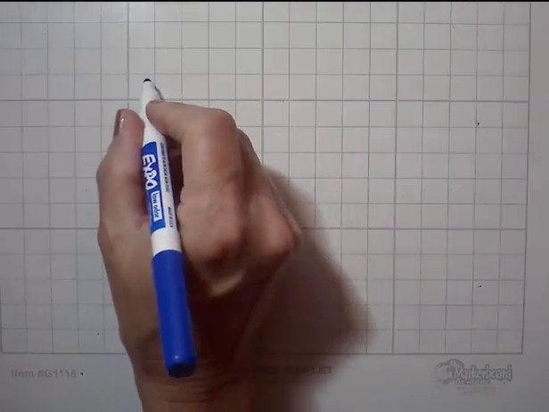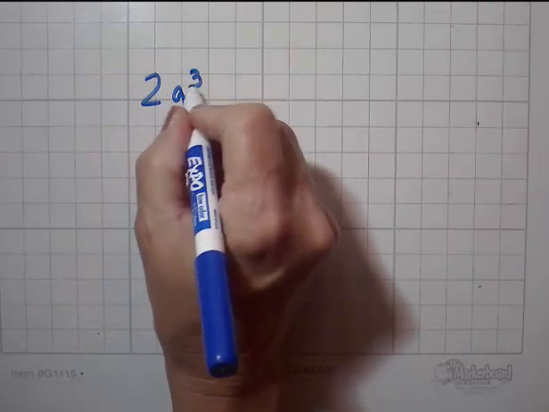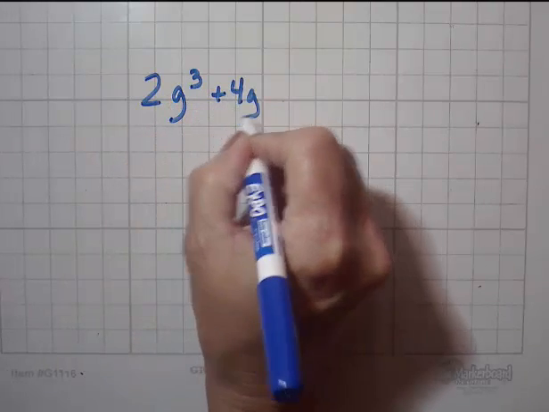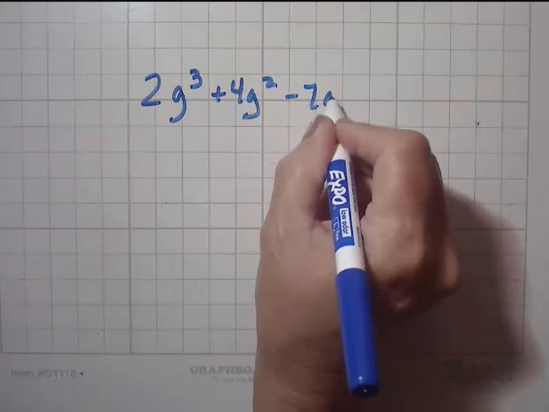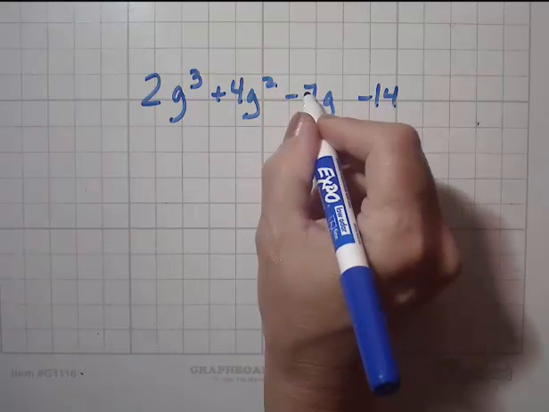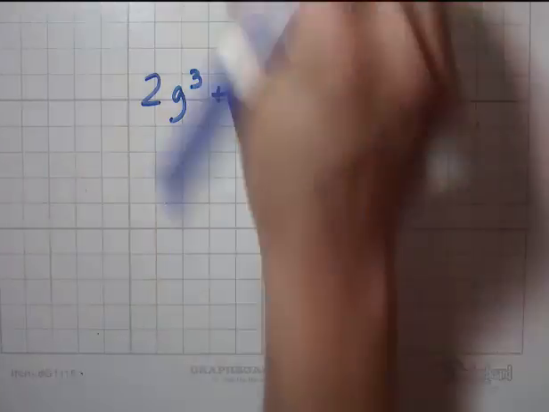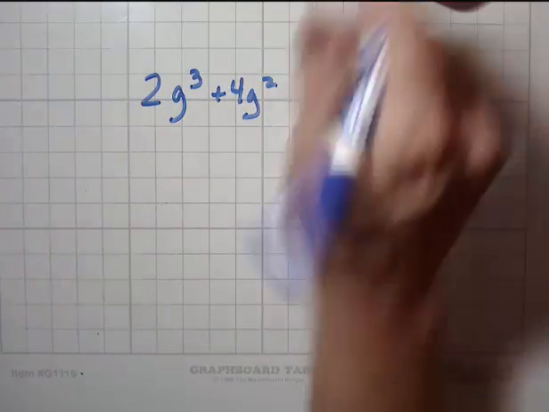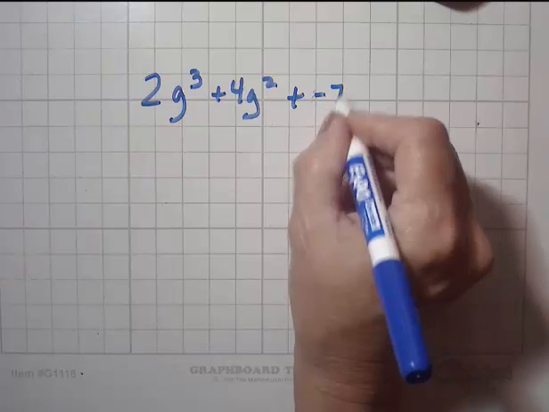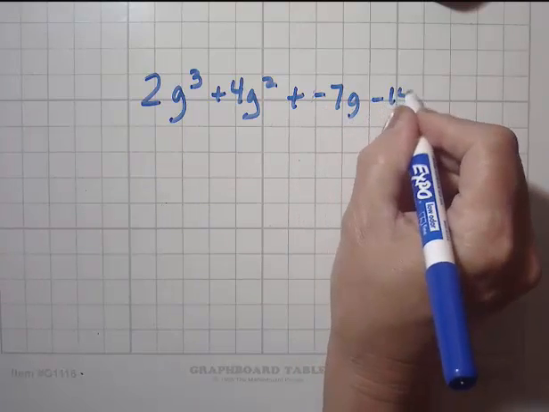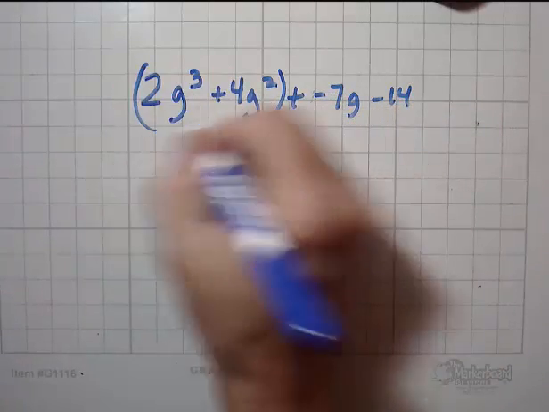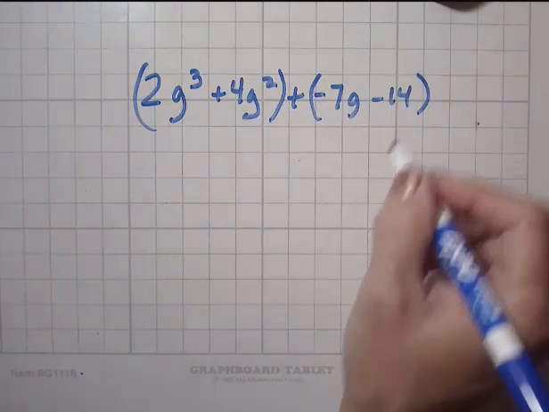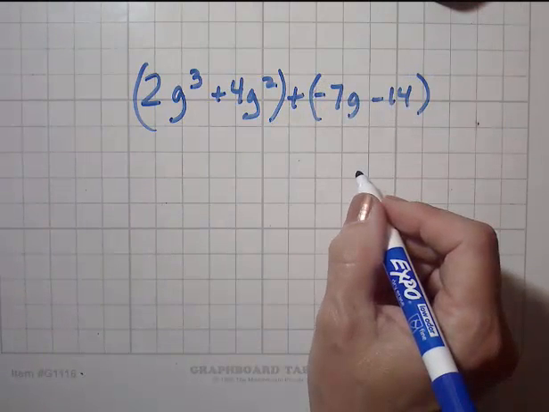Last practice problem we're going to do, 2g cubed plus 4g squared minus 7g minus 14, and again, because I want a little more clarification, I'm going to put plus negative 7g minus 14, parentheses, parentheses. Pause the video now and see if you can figure this one out. Did you pause the video?